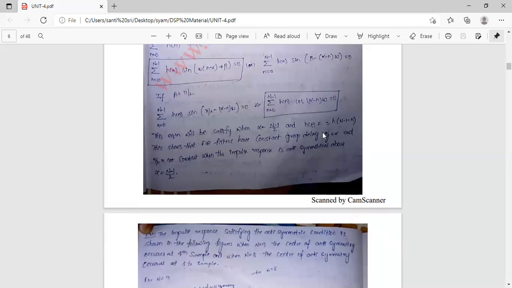So this equation will be satisfied when alpha equals N minus 1 by 2 and h of n equals minus h of N minus 1 minus n. This shows that FIR filters have constant group delay tau g equal to alpha, and tau p is not constant, and the impulse response is antisymmetrical about alpha equal to N minus 1 by 2.